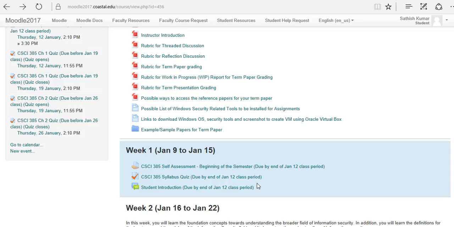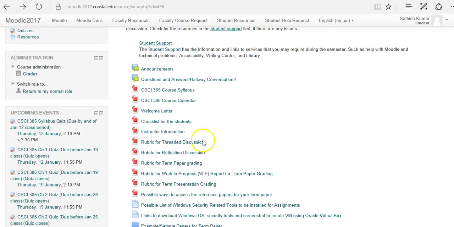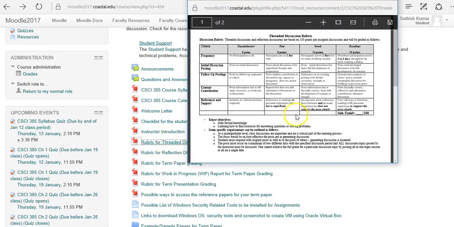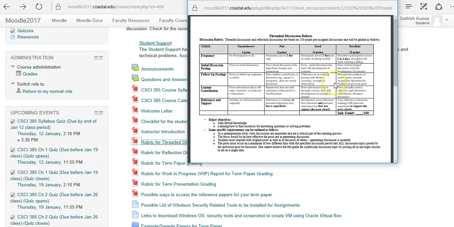The course will be set up as follows. At the beginning of the course, you see all these checklists and rubrics on how the assessments will be graded, such as the threaded discussion, the reflection discussion, the term papers, and the work in progress papers. I expect you to contribute to every threaded discussion over a week, at least 3 to 4 days.